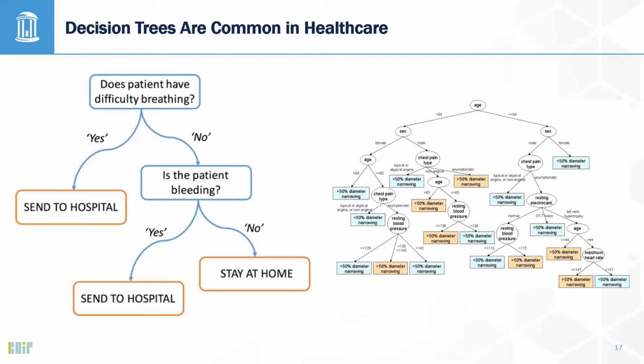The one on the left is a simple decision tree for determining whether a patient should stay home or be sent to the hospital based on if they have difficulty breathing or are bleeding. The decision tree on the right illustrates a complex tree for helping a medical provider determine if a patient's arteries are more or less than 50% occluded or narrowed.